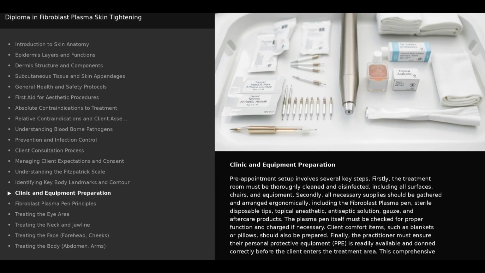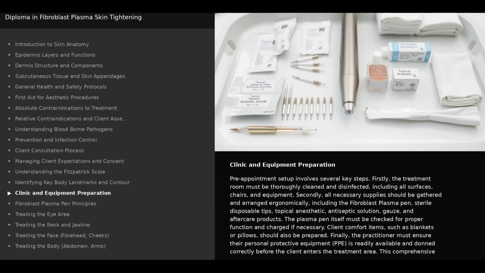Firstly, the treatment room must be thoroughly cleaned and disinfected, including all surfaces, chairs, and equipment. Secondly, all necessary supplies should be gathered and arranged ergonomically, including the fibroblast plasma pen, sterile disposable tips, topical anesthetic, antiseptic solution, gauze, and aftercare products. The plasma pen itself must be checked for proper function and charged if necessary. Client comfort items, such as blankets or pillows, should also be prepared.